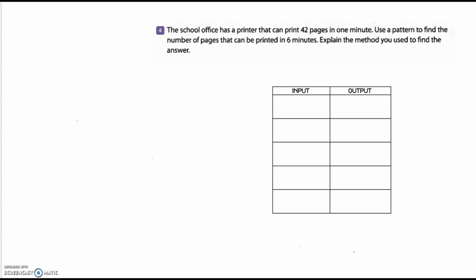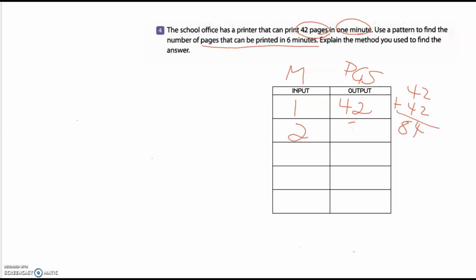The school office has a printer that can print 42 pages in 1 minute. Use a pattern to find the number of pages it prints in 6 minutes. So here I know minutes are bigger, and pages. I know that in 1 minute we do 42 pages. In 2 minutes, we're going to double that or do 42 plus 42, which is going to give me 84. 84 plus 42 is going to give me 126.